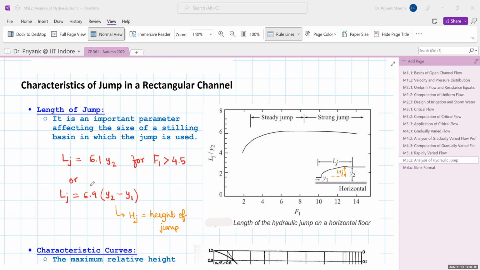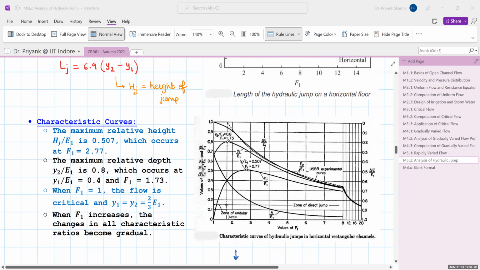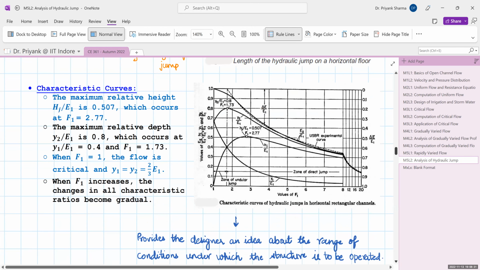Another relationship, with respect to y2, is that it can be approximated as 6.1 times y2 if your Froude number is greater than 4.5. So that is another approximation. Now there are some curves which are called characteristic curves of hydraulic jumps. These are valid for jumps in a horizontal rectangular channel. If you change it to a sloping rectangular channel or any other cross section, the same curves are not valid. You have to derive different curves.